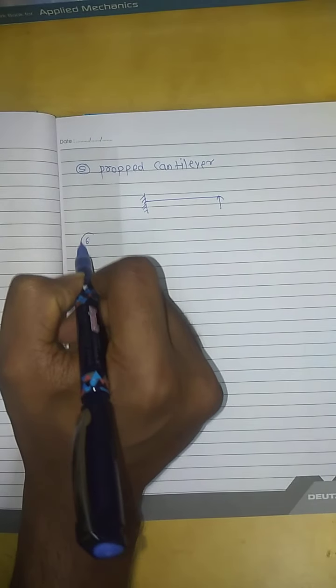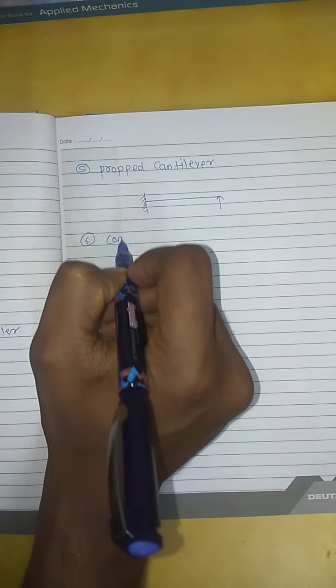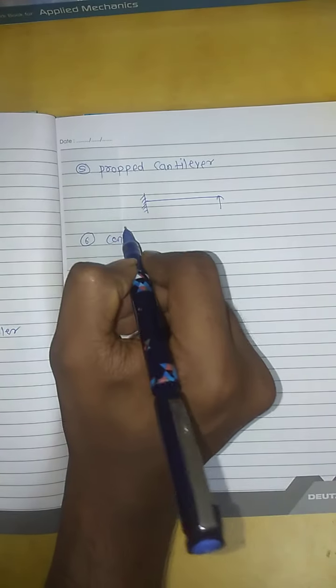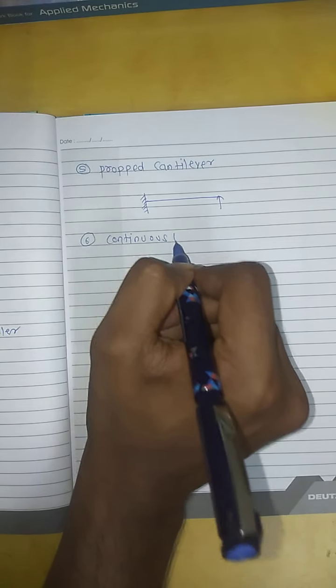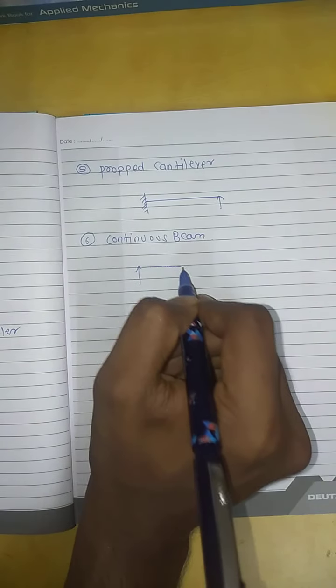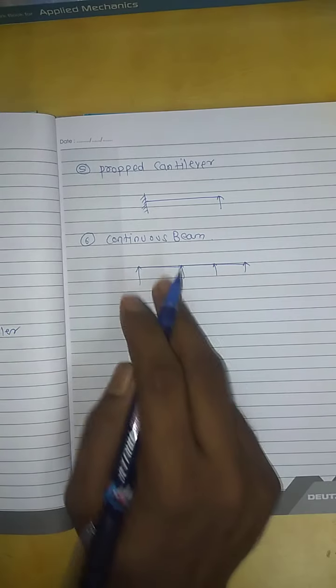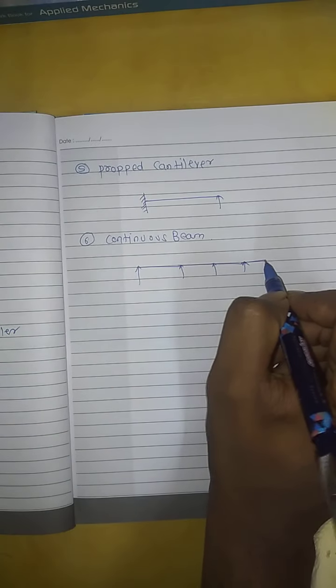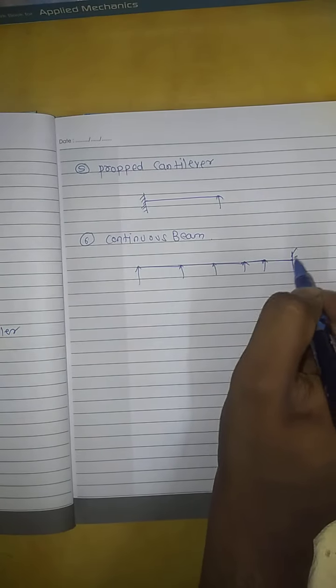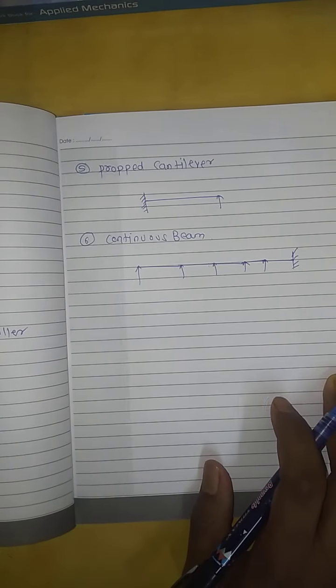Okay, there are so many types of beam, but here we will finish. And this is the continuous beam. Okay, so continuous means there will be more than two supports. Okay, you can show many, you can show anything like this. Okay, so these are the types of beam.